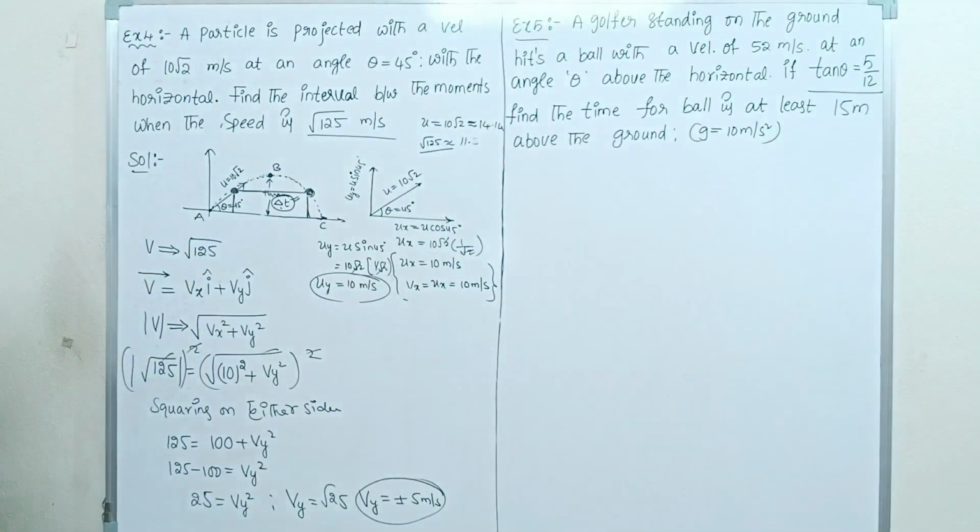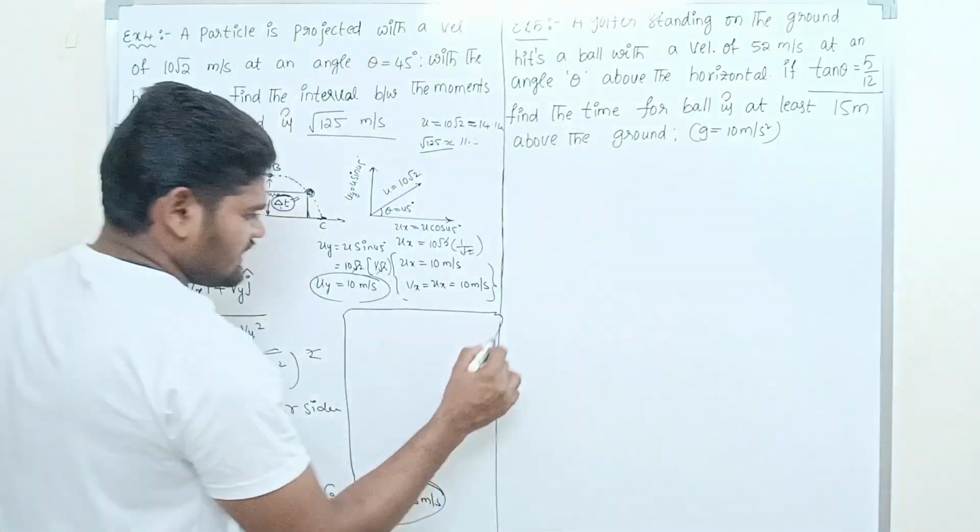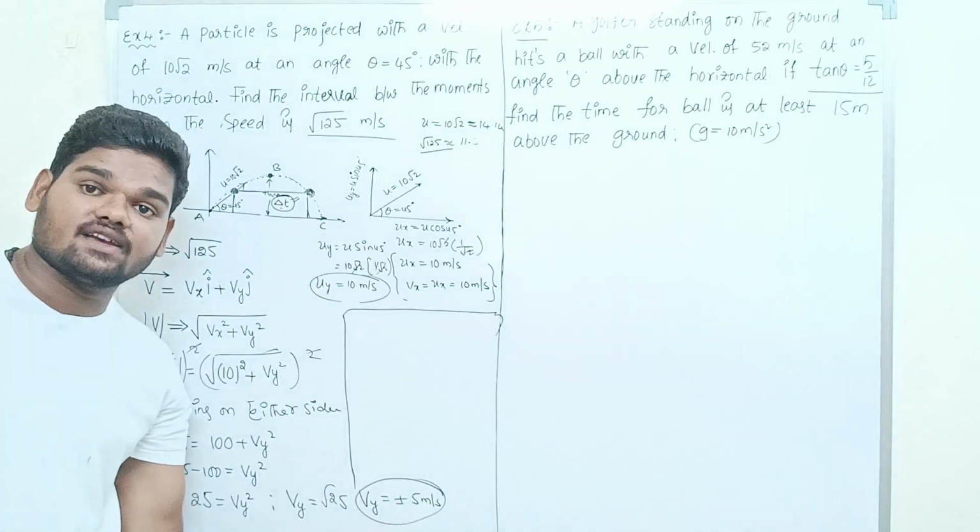Sir, why are you taking plus or minus 5? Are you able to see the board clearly? Okay, all these things are clearly visible to you. Right. Sir, why are you taking plus or minus 5 meter per second, sir?